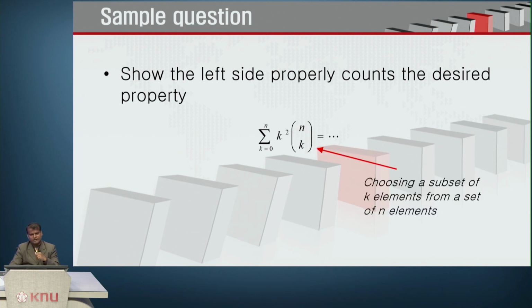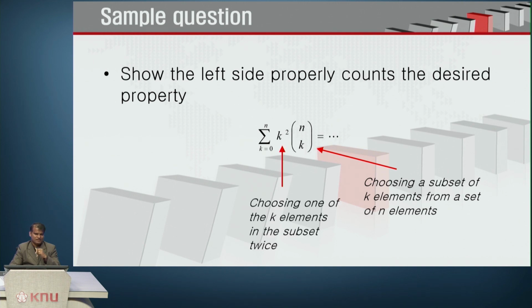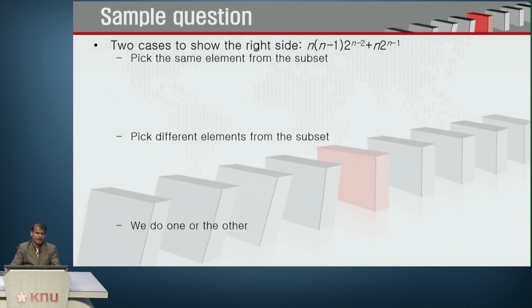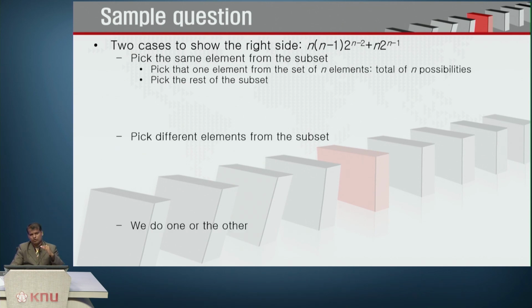For the left hand side, we have to choose a subset of k elements from the set of n elements. Again, we choose one of the k elements in the subset twice. Consider each of the possible subset sizes k. The two cases show that the right hand side should be n times n minus 1 times 2 power n minus 2 plus n times 2 power n minus 1. So this is a way of proof that you can go step by step.